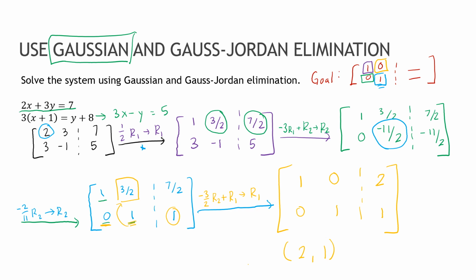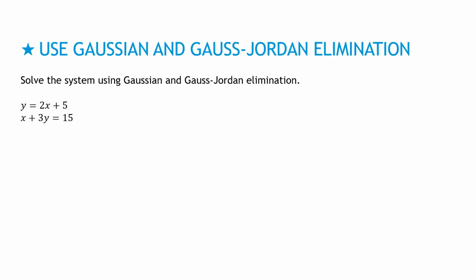So this is my final answer for Gaussian and Gauss Jordan elimination. Here's one for you to try on your own, and in a few moments, not minutes, I'll go through it with you. I'm going to go through this one a little bit faster because I feel like I tried to explain things as best I could in the last one. But go ahead and press pause, try this question, then press play to see how you did.